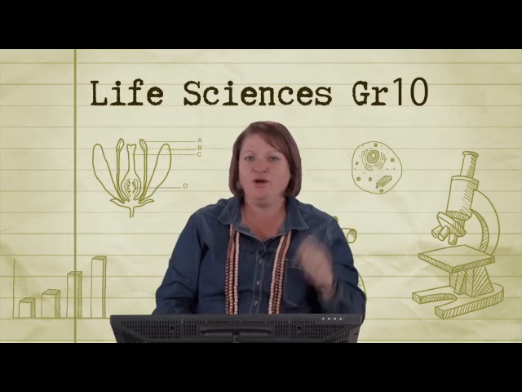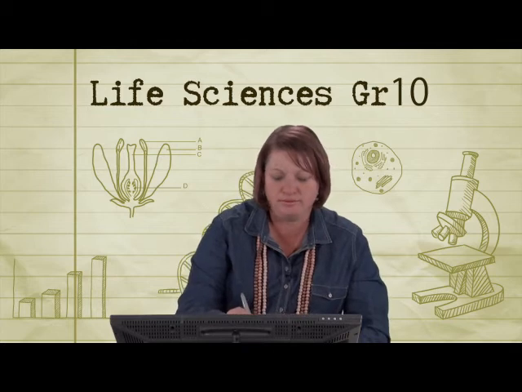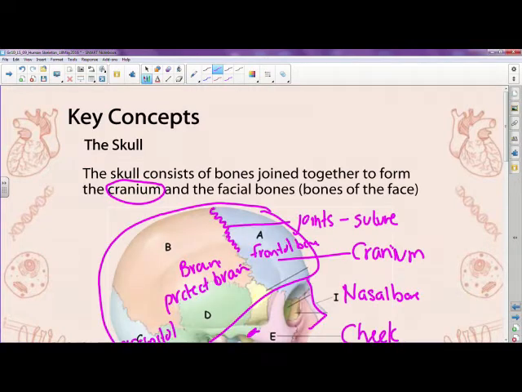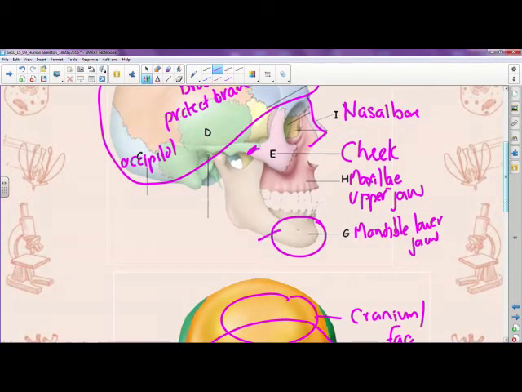Okay, guys, I hope that you came up with more than just protects the brain. That is the most obvious one. Now, if you go back to the skull, what else does it do? What else does it do? How about it helps you to chew? Because what can the bottom of the mouth do? It can move, because it's got teeth in it as well. So we got move, we got teeth.